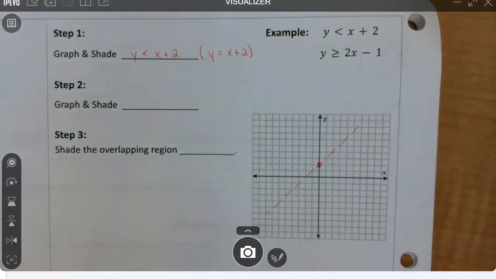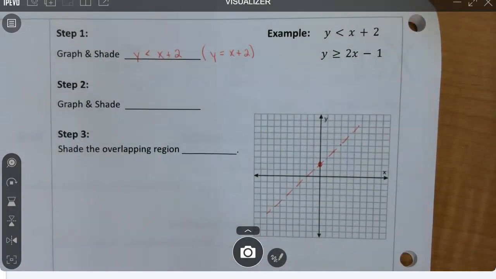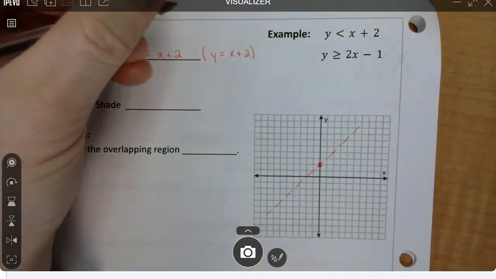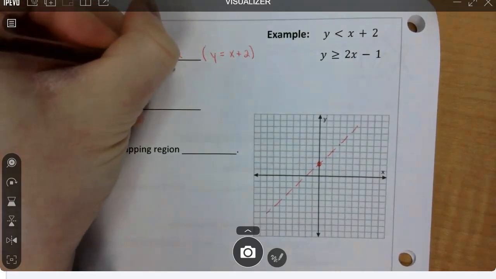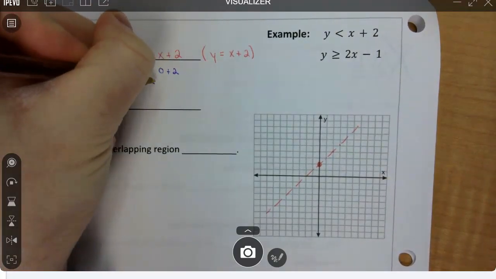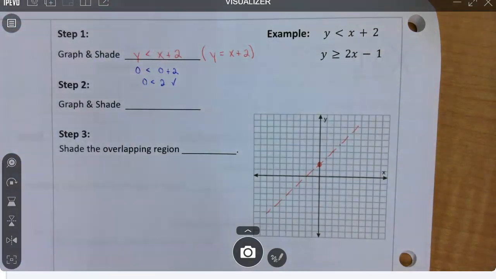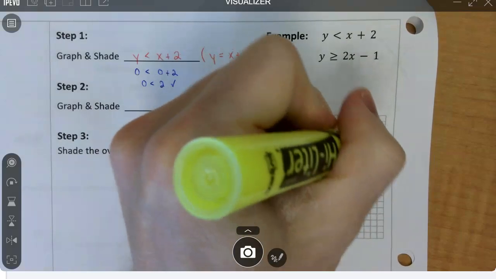And then for my second equation, first I'm going to shade this. So if it's less than, remember I can test a point, I can test 0, 0. So is 0 less than 0 plus 2? Well, that would be 0 plus 2, and check. So the region of the graph that includes 0, 0 is what I'm going to shade.